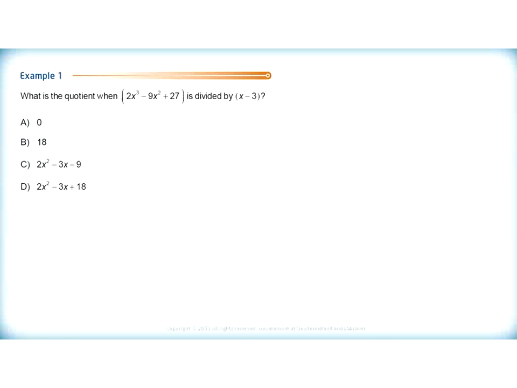To determine the quotient, the value of a goes in front of the box. x minus 3 is of the form x minus a, so we can say here that a is equal to 3, which we put in front of the synthetic division box.